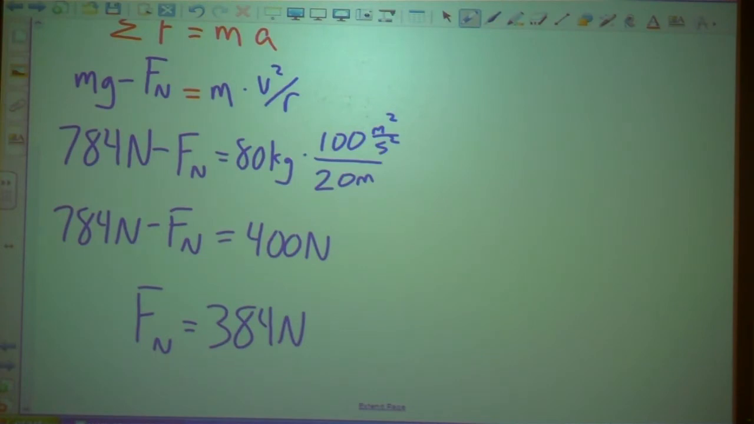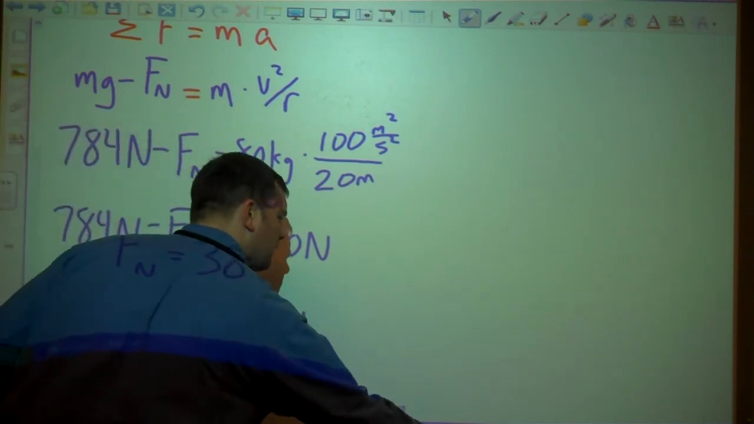Now, this answer makes sense to me. And the reason why it makes sense to me is that I knew before I ever worked anything out, oh, when I'm at the top of the hill, I feel extra light because the seat's not pushing me as hard. And so if the seat's not pushing me as hard, then I've got to have a smaller normal force than I would usually have.